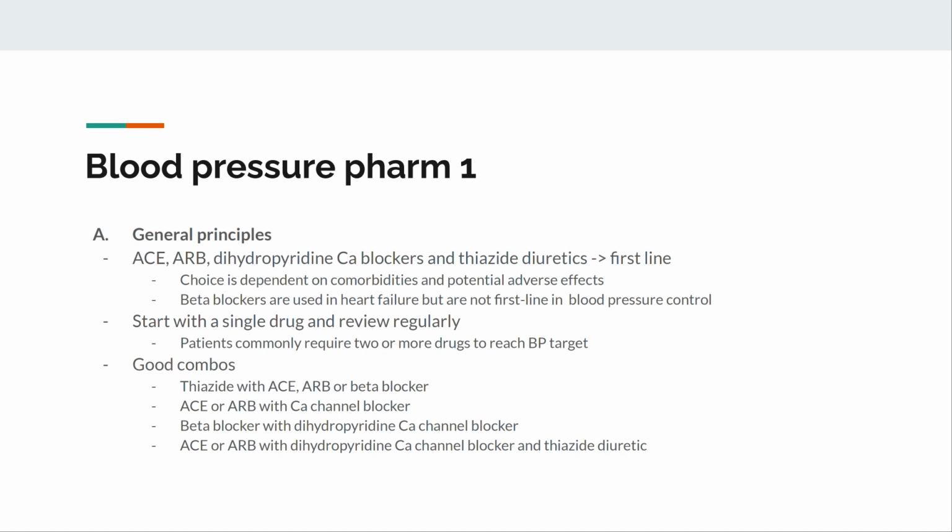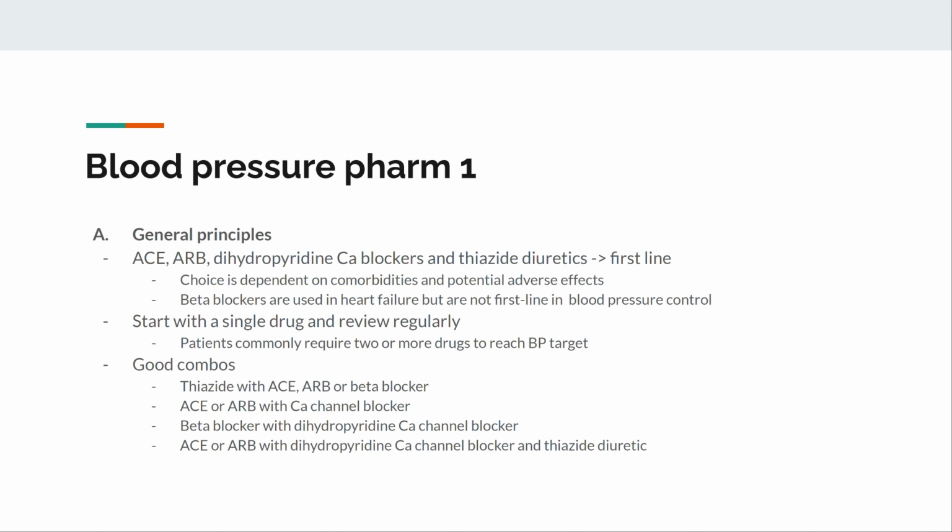pharmacological interventions. In terms of first line for blood pressure pharmacology, it's your ACE inhibitors, your ARBs, your dihydropyridine calcium channel blockers, and your thiazide diuretics. And we'll talk about each of these individually in a minute, but I thought I'd just tell you that these ones are the first line ones. And the choice of either of these is dependent on the patient's comorbidities and the potential adverse effects. And we'll talk about which patients would work best with each of these drugs in a minute.